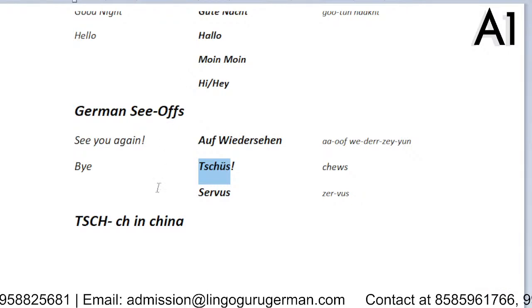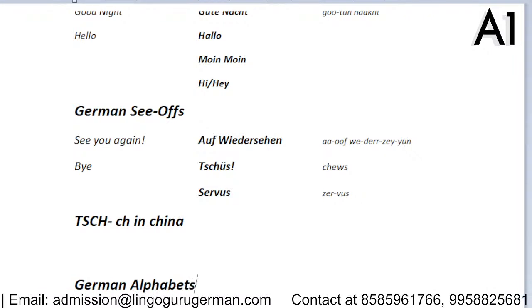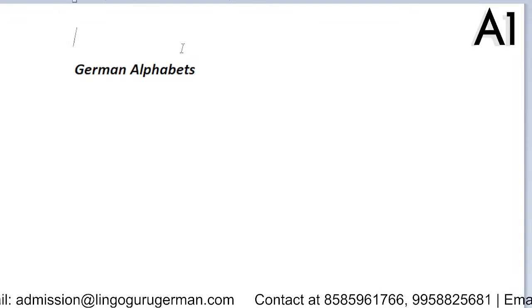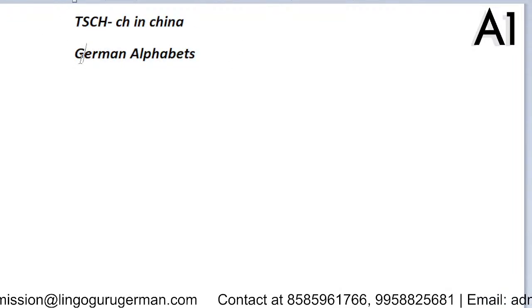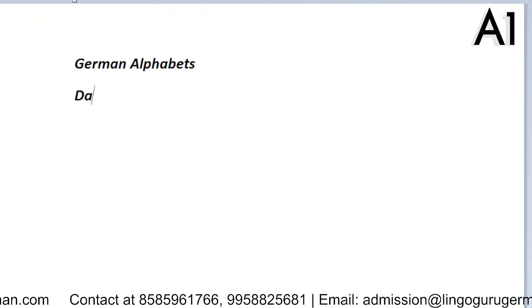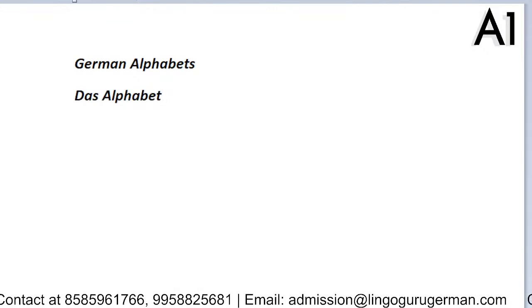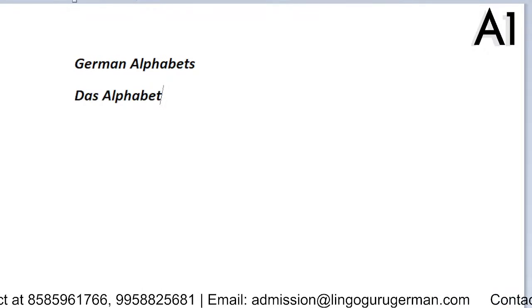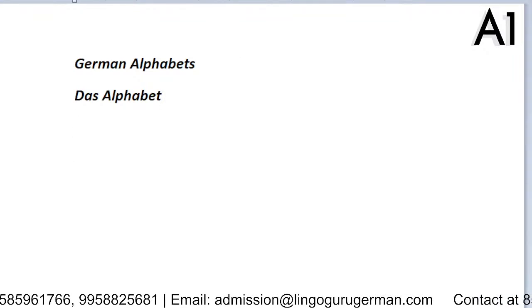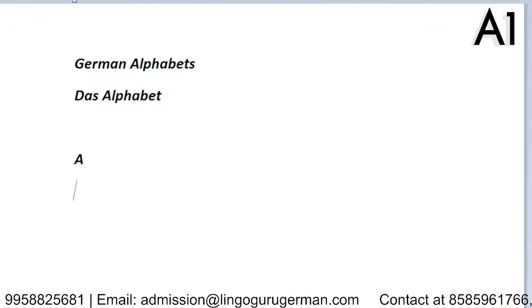So we have some German alphabets. We'll see how these alphabets sound in German. German alphabets, we say das Alphabet. Das Alphabet. So, like in English, we have the same sounds A, B, C. We say it this way.